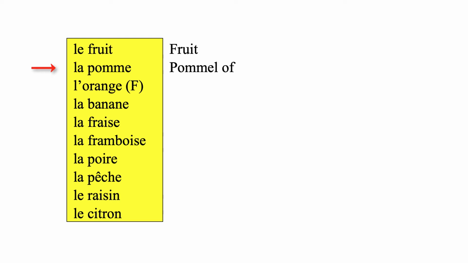I'm going to use the pommel of a sword as my mnemonic, and to encode the meaning of apple, I can imagine a sword with a golden apple as the pommel. Orange is again identical to the English, so I can just use an actual orange. If you're studying French and understand the rules of spelling and pronunciation, you'll know to pronounce this word as orange.